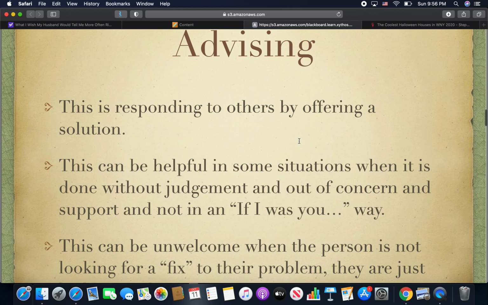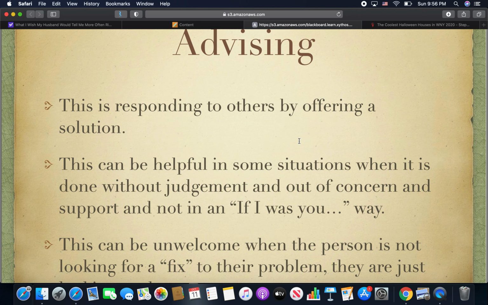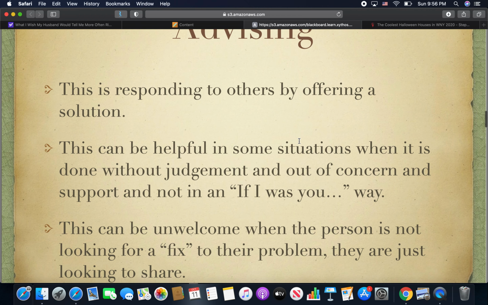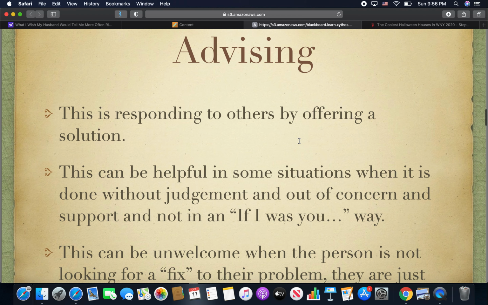The next one's advising. If you are the friend that everyone comes to for advice and feedback, because they know you're going to listen and offer support, then that is the advising one. The thing with this is that if the person's looking just for someone to vent to, someone to unload on, the advising response may not be well received because they're not looking for anyone to fix it. They're not looking for someone to tell them what they should do. They just want someone to hear them out. Then the advising person can come across as kind of pushy or as offering unsolicited advice.